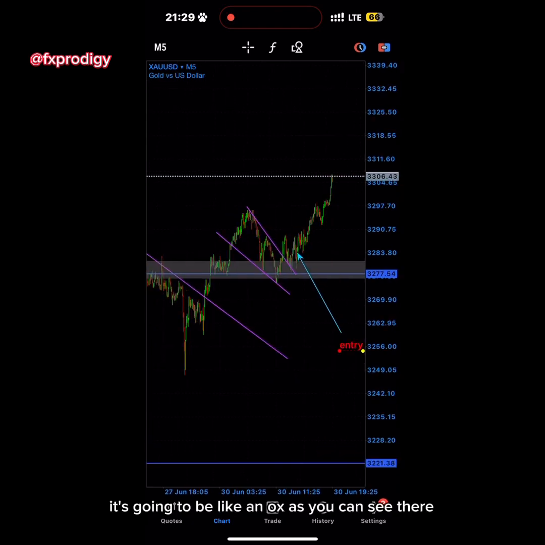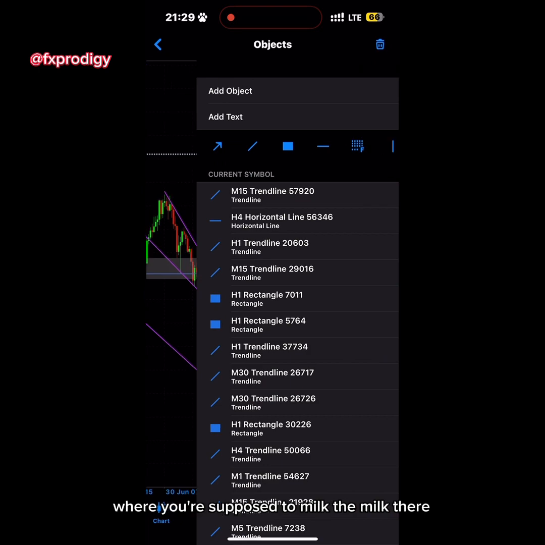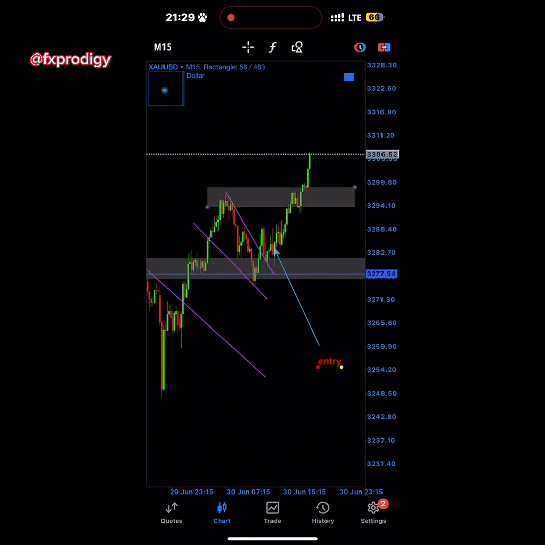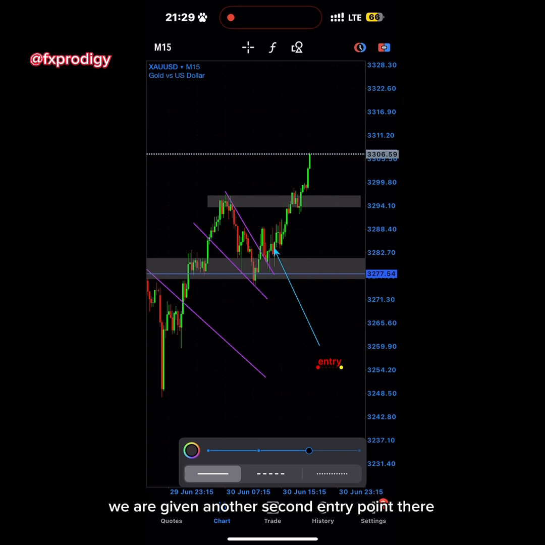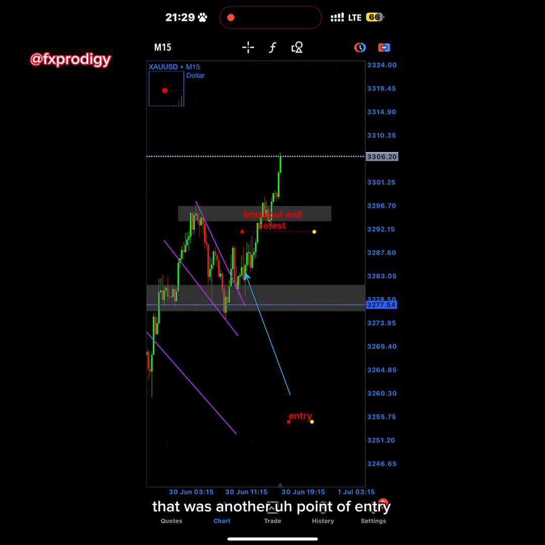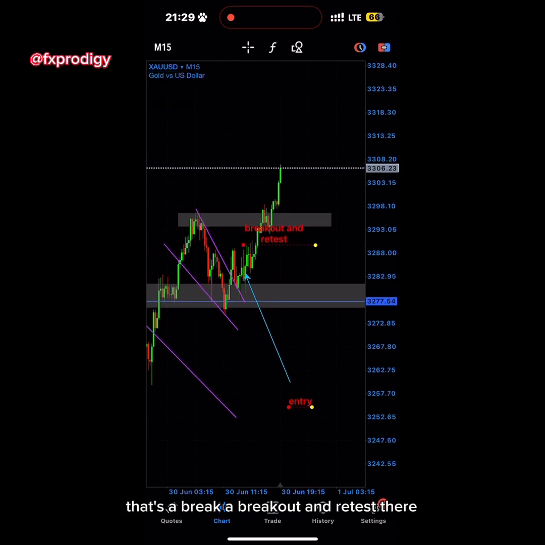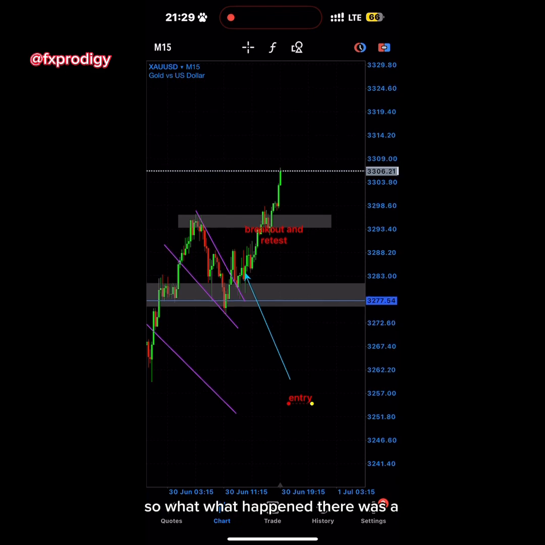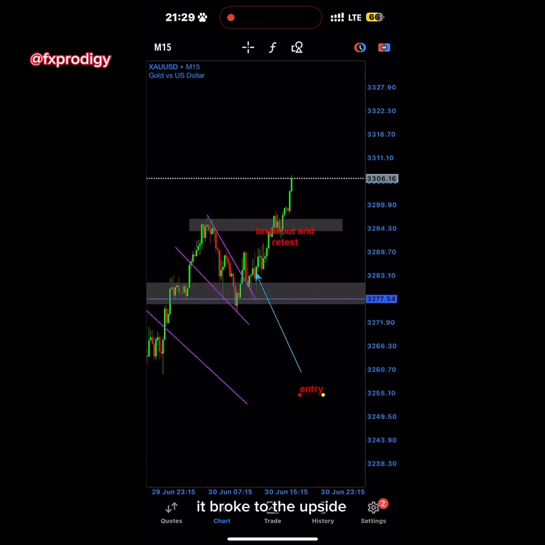As you can see there, that was where you're supposed to milk, and then you enter. But then as you can see, we were given another second entry point there. It broke that previous high which was formed when it did the flag. What happened? It broke and came and retested. That was another point of entry. That's a breakout and retest there. So what happened there was it broke to the upside, and then it came and retested that zone, and then it went continuously up. So that was another second entry there that you are supposed to take.